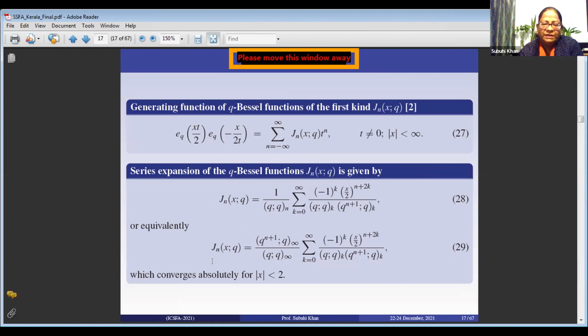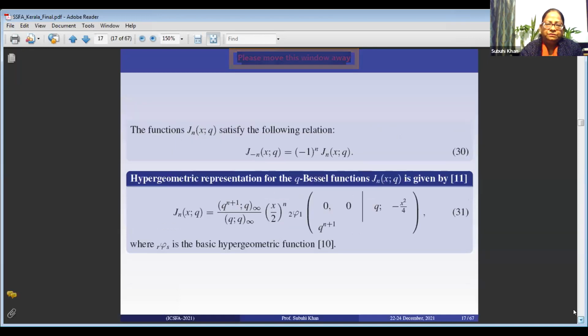And this is the series expansion of the Q Bessel function. This is defined by this, and the condition for this series is that it converges absolutely in the disk |x| < 2. And this is the property which we can see is analogous to the property for the ordinary Bessel function, that is for J_{-n}, it is (-1)^n.